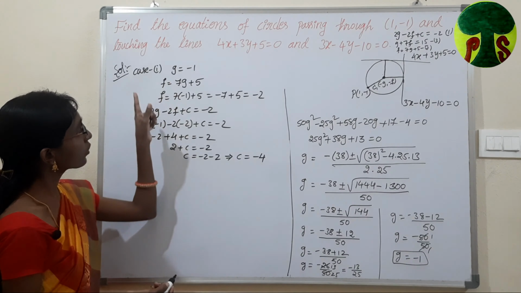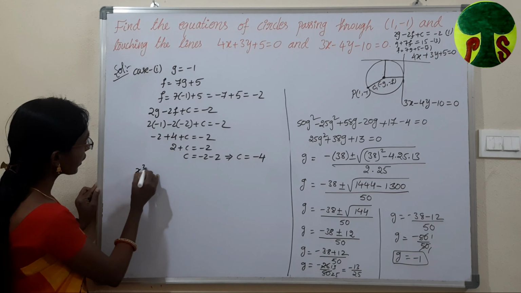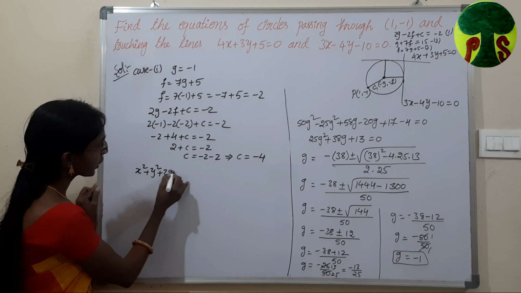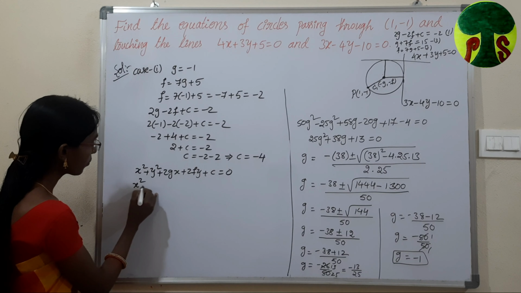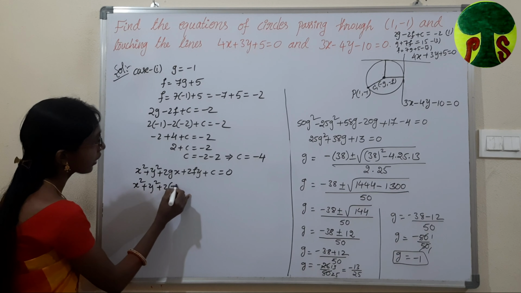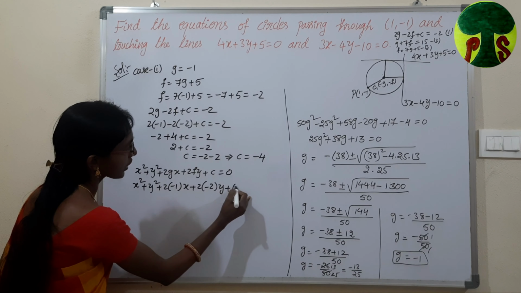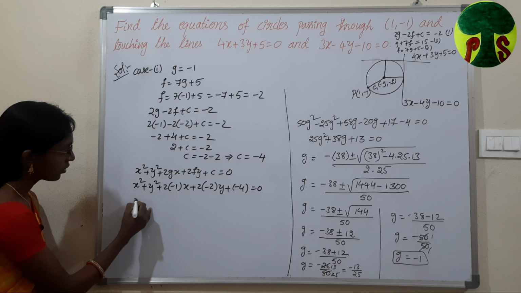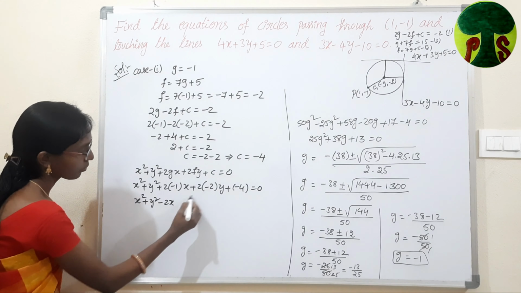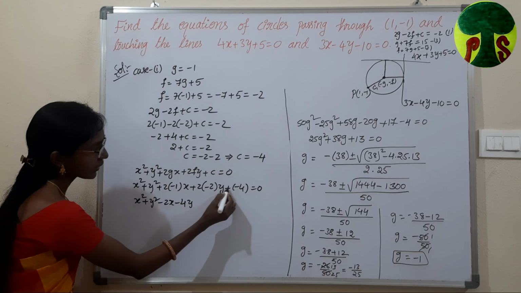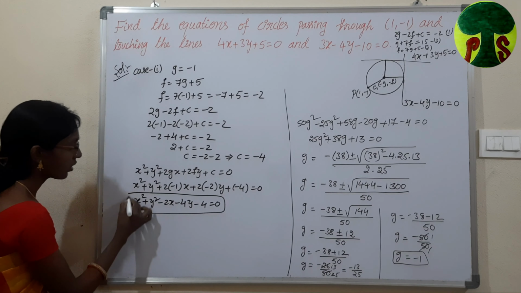Now we have the g value, f value and c value. We have to substitute this in the equation of the circle. So the equation of the circle is x square plus y square plus 2gx plus 2fy plus c equals 0. x square plus y square plus 2 into the value of g, minus 1, into x plus 2 into the f value, minus 2, into y plus the value of c, minus 4, equals 0. So x square plus y square minus 2x minus 4y minus 4 equals 0. This is one of the equations of the circle.